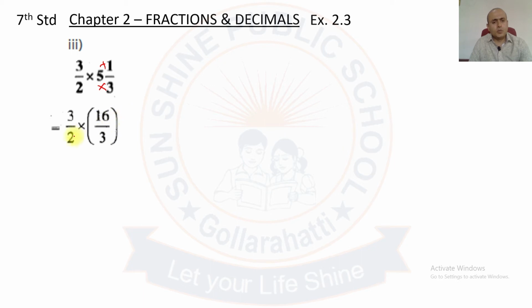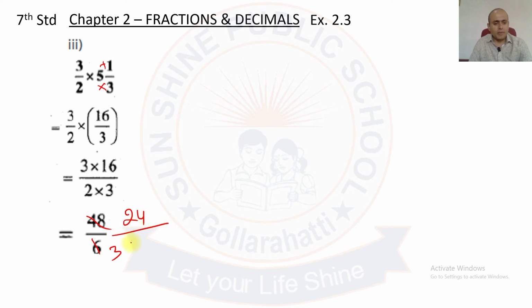Now multiply numerator to numerator, that is 3 into 16 by 2 into 3. By multiplying we get 48 by 6. Here both numbers are divisible by 2. Here I will divide 6 by 2, that is 2 3s are 6, 2 2s are 4 and 2 4s are 8, that is 24 by 3.